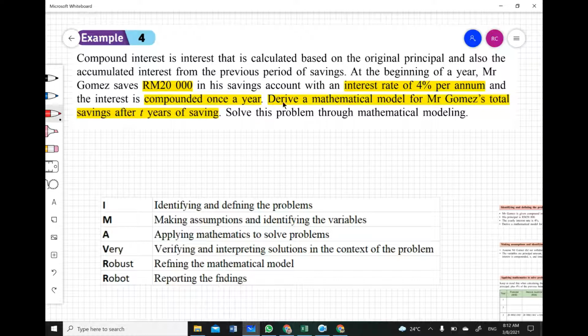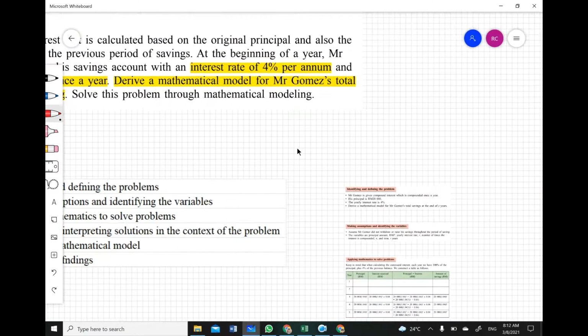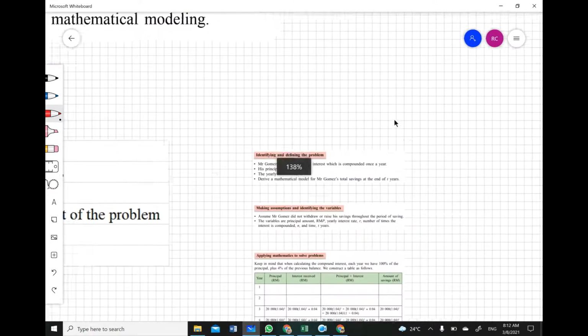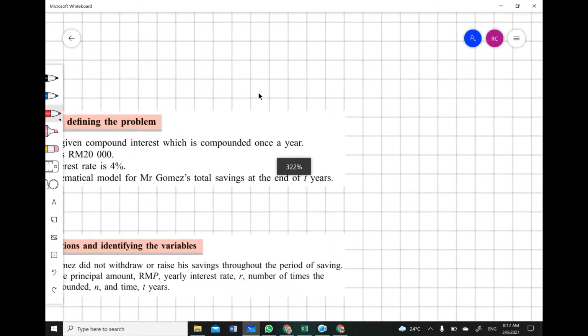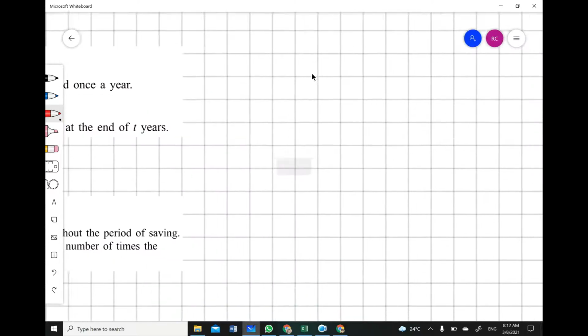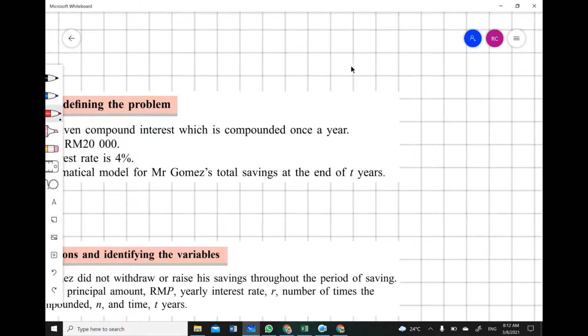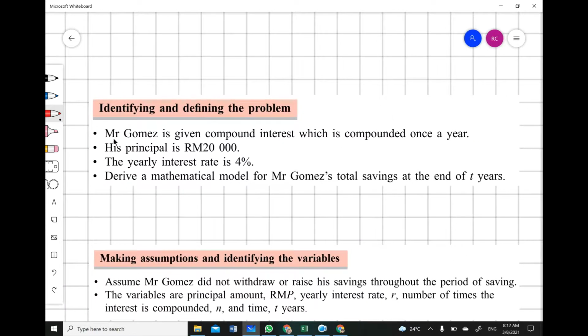After that, this is the question. Derive a mathematical model for Mr. Gomez's total savings after T years. So you have to get a mathematical model after T years of saving. Okay, so I related it to this part over here. Everything is from your book. You can read at your book also here, first part. So you can see, they just beautify the sentence only from the question given.